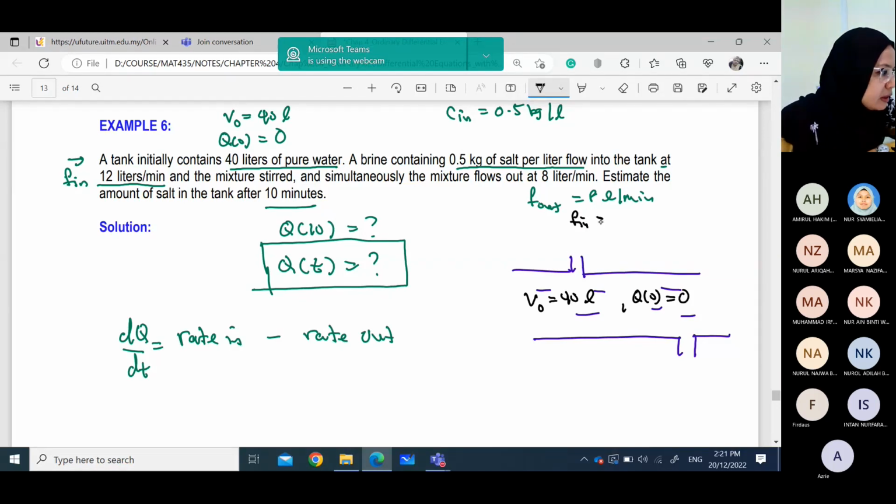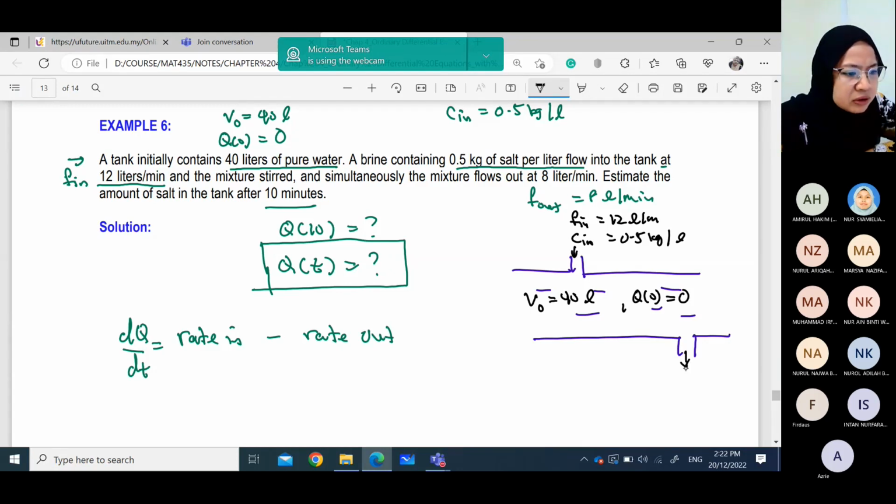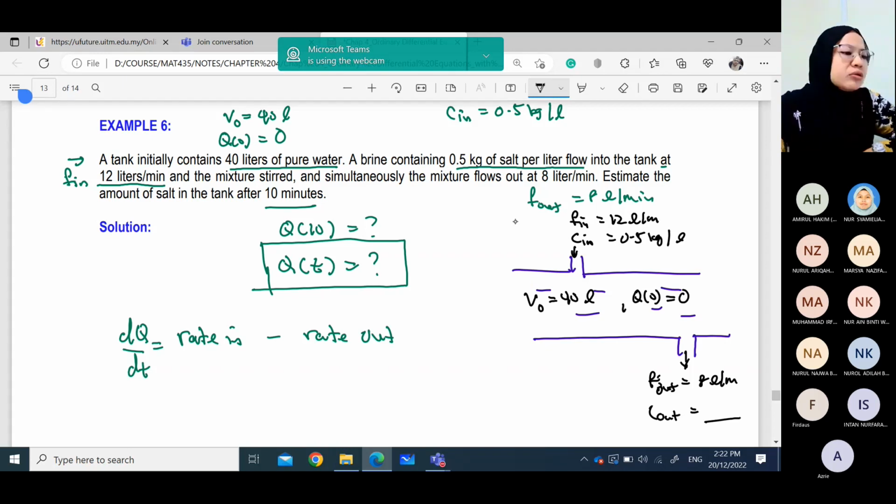Flow in dia berapa tadi? 12 liter per minute. And then C in is 0.5 kg per liter. Okay, untuk C out, flow out dekat sini, F out is berapa tadi? 8 liter per minute. And C out kita kena gunakan formula tadi, which is Q of T over V naught plus difference of flow in and flow out multiply with T.